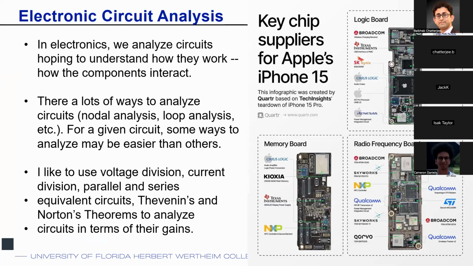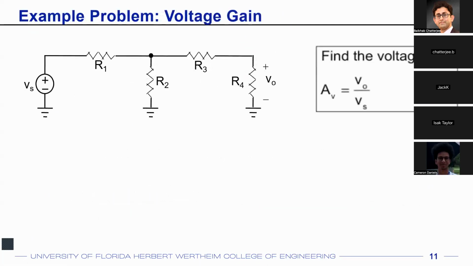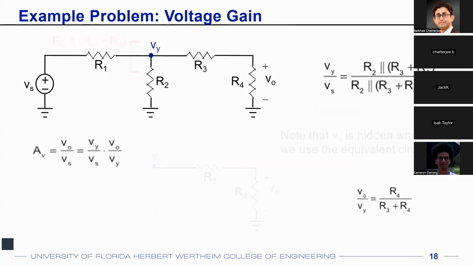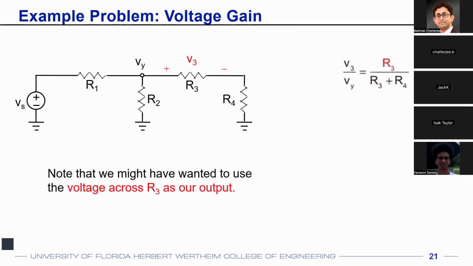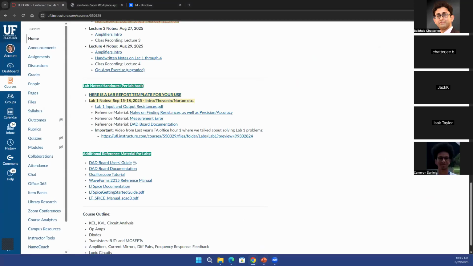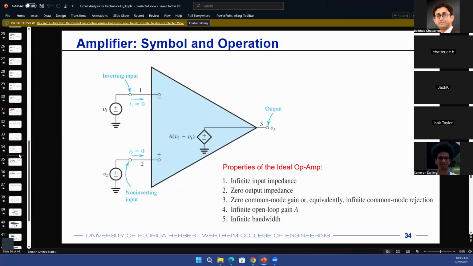Okay, so these are the slides that we were discussing in the last two lectures. We have looked into voltage and current divisions. We have looked into amplifier gains. We have looked into these example problems of how to solve voltage gain and current gain. And we have started looking into amplifiers as well.